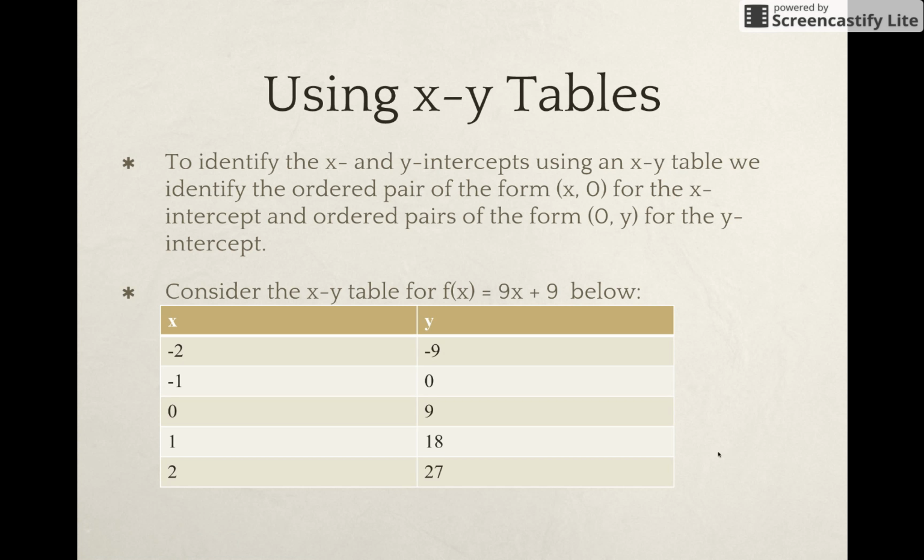So we look at this XY table here. We see that the ordered pair -1, 0 has a y value of 0, so that it will be our x-intercept. We see here that the ordered pair 0, 9 is on our XY table, so that will be our y-intercept.